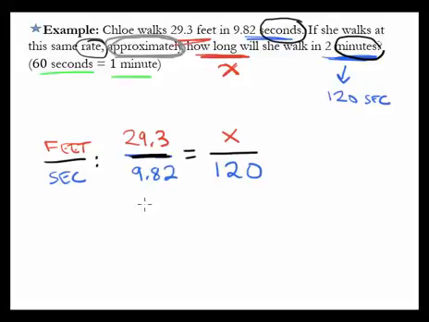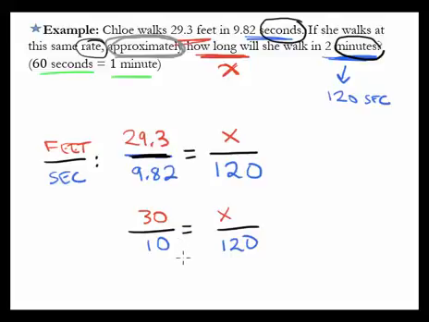Okay, so approximately means 29.3 feet, it's really like 30 feet, right? That's close enough, right? 9.82 seconds, it's about 10 seconds. Okay, and now we can look and see that our proportion here is so much nicer, right? And we can do that because of this word approximately.